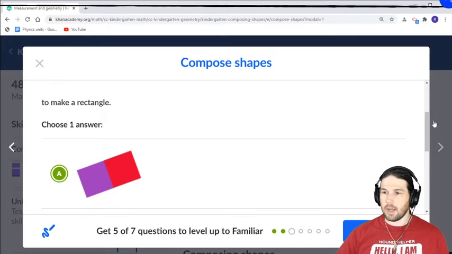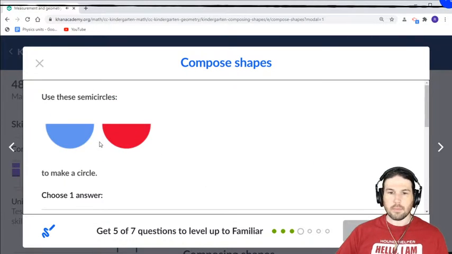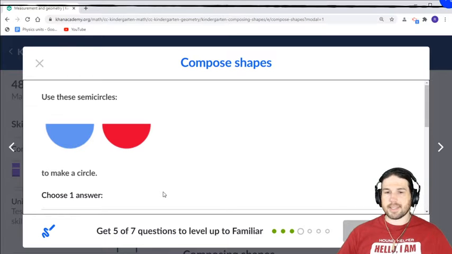Okay, let's check the other one really quick. Yeah, that's clearly wrong. Use these semicircles to make a circle. Now, we've already done semicircles making a circle, but let's see how it works now.